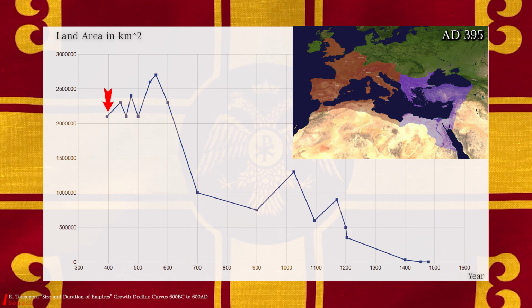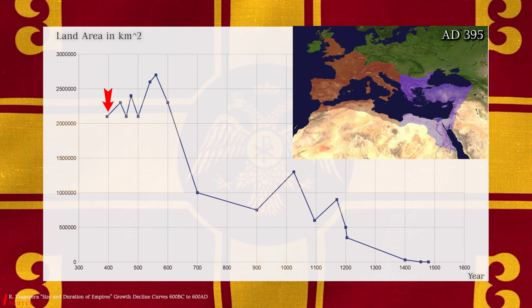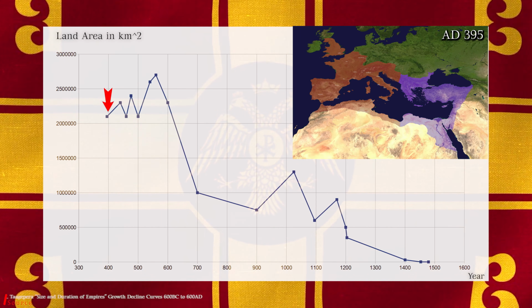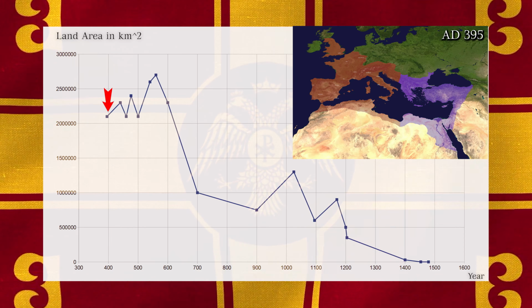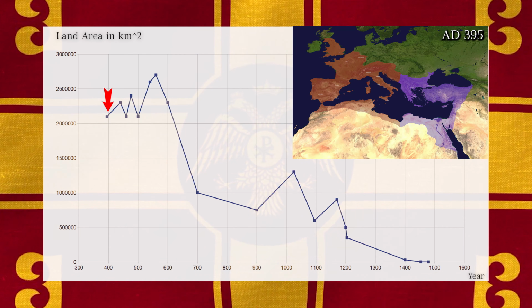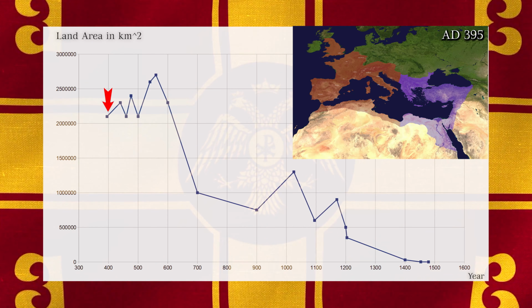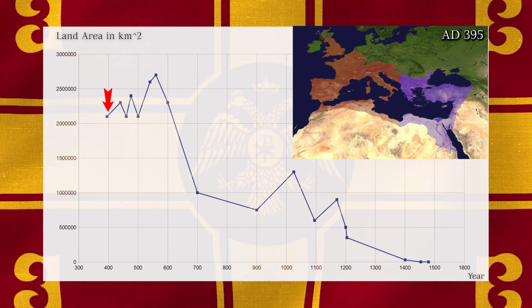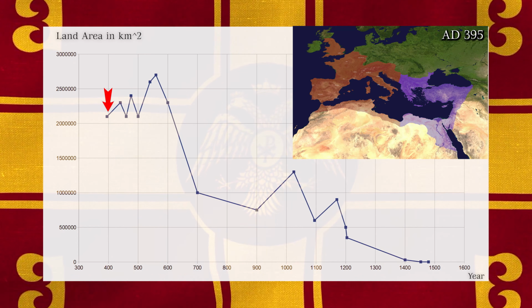At the time of the final partition of the Roman Empire, the eastern half was just slightly smaller than the western half, with 2.1 million square kilometers. Of course, this is not an exact number. It should be clear that actually all these numbers are estimates, which I have from scholars who dedicated a lot of time to calculate these values. But still, they are not super precise numbers, of course, so take them with a grain of salt.